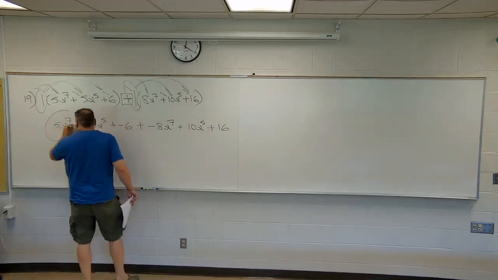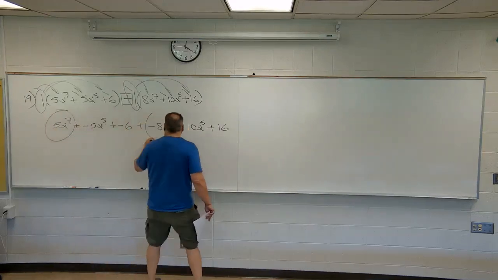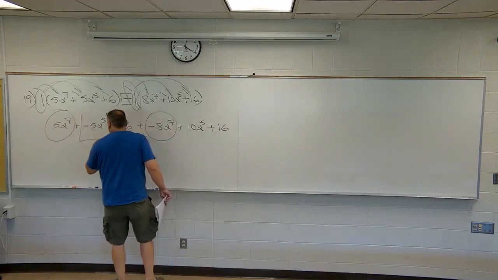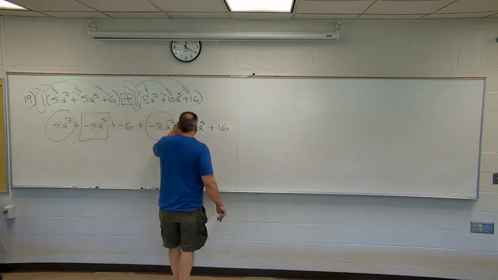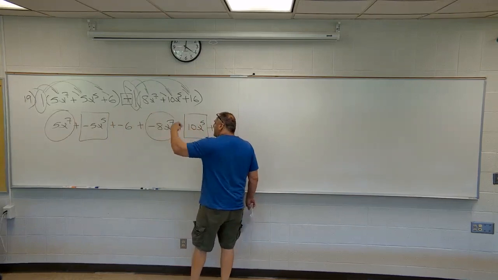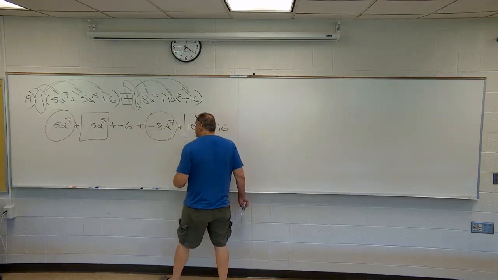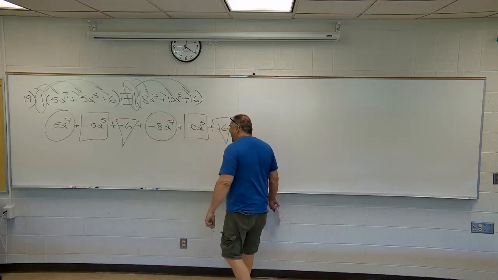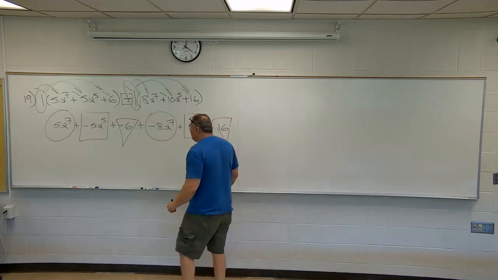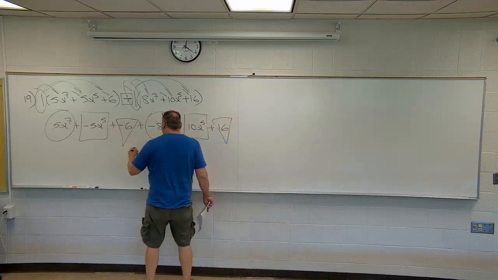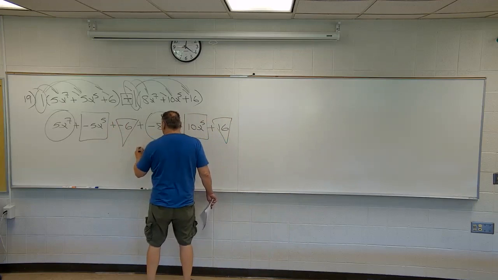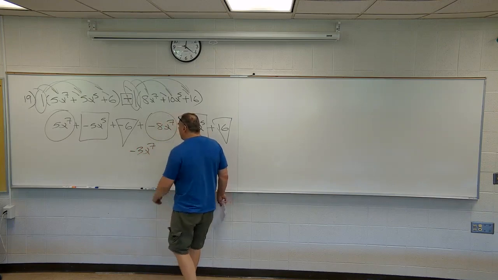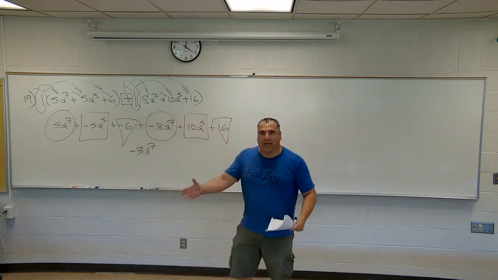I'm going to take the x to the 7ths and put them together. I'm going to take the x to the 5ths and put them together. Now I'm going to take regular numbers and put them together. Like goes with like when you do this. 5x to the 7th and negative 8x to the 7th is negative 3x to the 7th. You don't get more exponent.